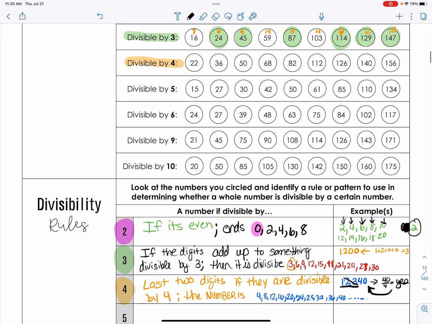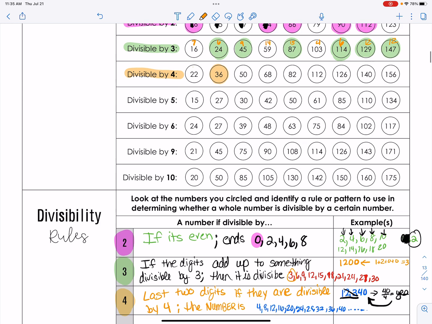So I know 22 is not, but 36 is. I know 50 is not. So those are ones you kind of have to know, 2s, 4s, and 3s. Those are the ones you might want to study that pink sheet. 50 is not because 4 goes into 48 and it goes into 52. 68, so I got to think about this. 68, I know 4 goes in.